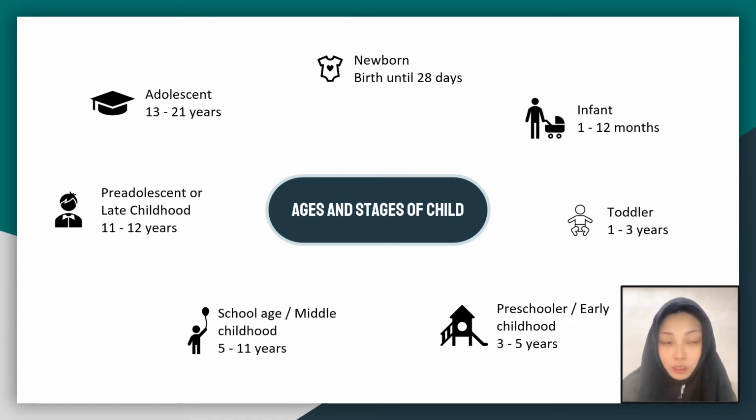From birth until 28 days is newborn, 1 to 12 months is infant, 1 to 3 years is toddler, 3 to 5 years is early childhood, 5 to 11 years is school age, 11 to 12 years is pre-adolescent or late childhood, 12 to 21 years is adolescent.